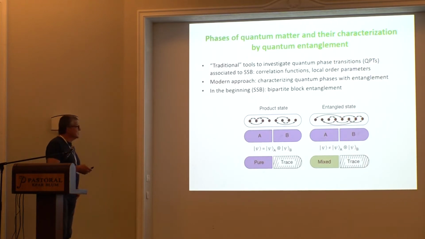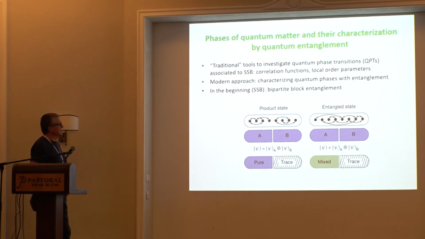Now, as I said, the traditional tool to characterize quantum phase transitions in the traditional domain related to spontaneous symmetry breaking was typically correlation functions, n-point correlation functions, and local order parameters. The modern approach has been to characterize them with entanglement, and in particular with bipartite entanglement. So you have the two halves of the system.